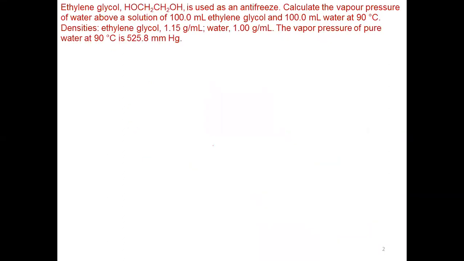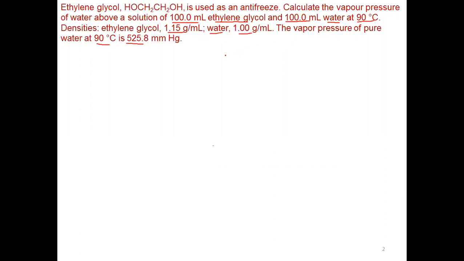The first numerical is ethylene glycol. The formula is this, it is used as an antifreeze. Calculate the vapor pressure of water above a solution of 100 ml ethylene glycol and 100 ml water at 90 degrees Celsius. We are given the density of ethylene glycol is 1.15, density of water is 1 gram per ml, and vapor pressure of pure water at 90 degrees is 525.8 mm Hg. So we have to calculate the vapor pressure of water in a solution of water and ethylene glycol. This we can easily calculate based on Raoult's law.